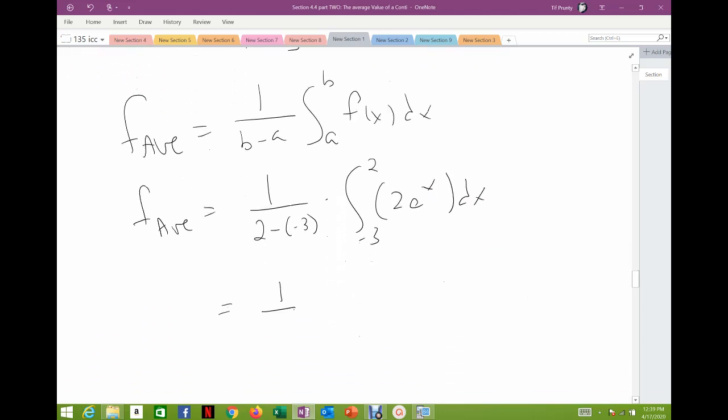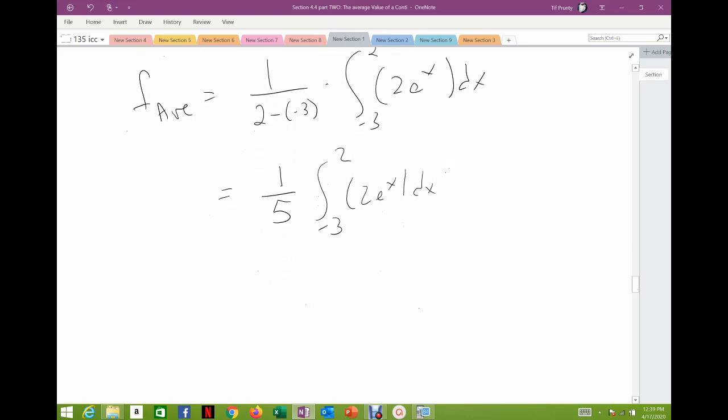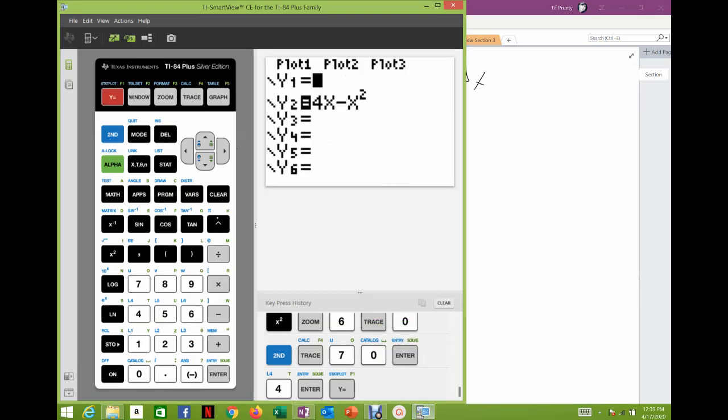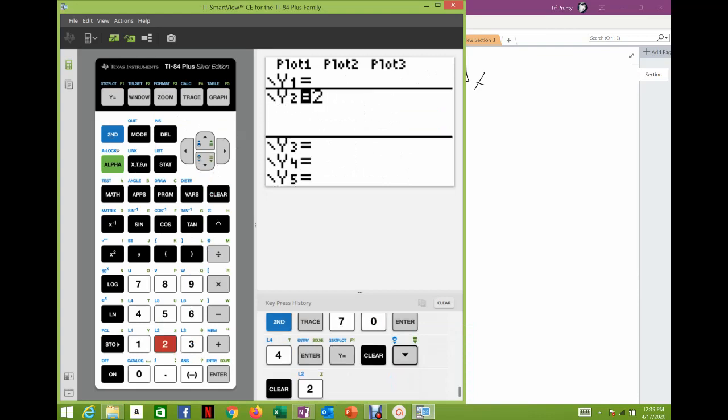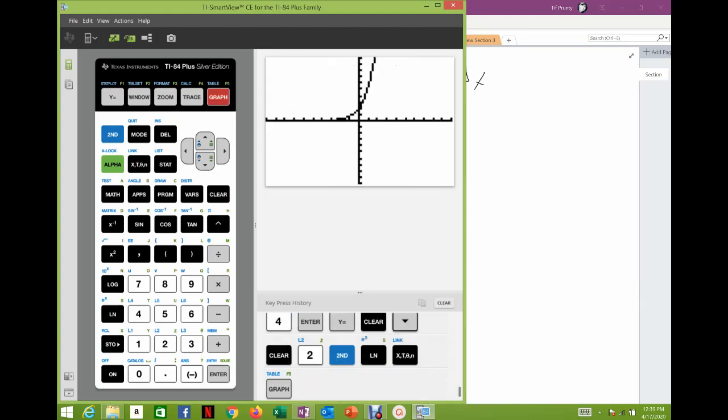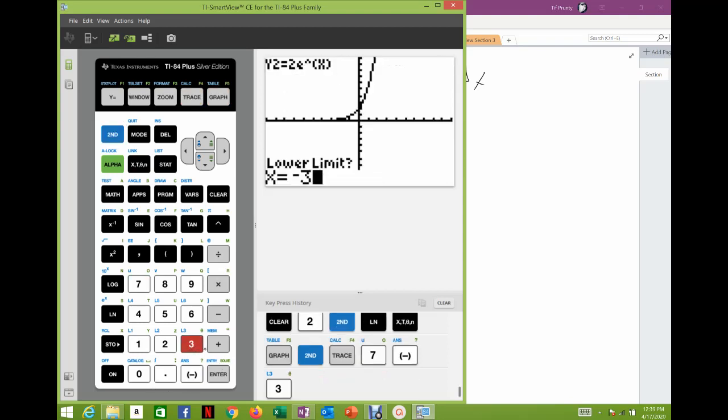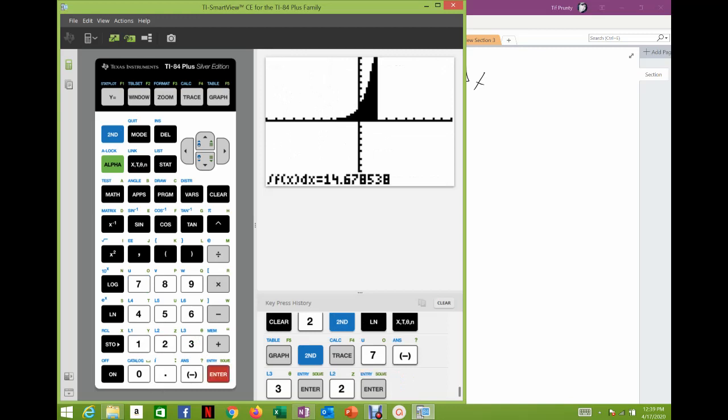So up front I have 1/5, right, because it's 2 minus a negative 3 means I add the 3. Integrate from negative 3 to 2 of 2e to the x dx. And so I get 1/5 times whatever that integral is. So again, clear this out. 2e to the x. And then second trace, 7, negative 3, positive 2. And I'm going to give myself plenty of decimal places, so 14.6785.